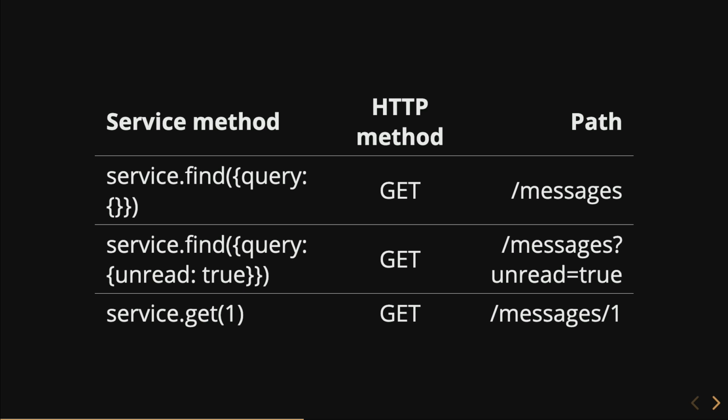You can also do some more advanced querying. So if you pass in a query, that would be the same as making a GET request on /messages with the query string unread=true, or any other properties you'd like to query on, and that's going to get passed into the find method. To get an individual item, that is a GET request on /messages/1, and that maps to the service.get method and passes in the given ID.